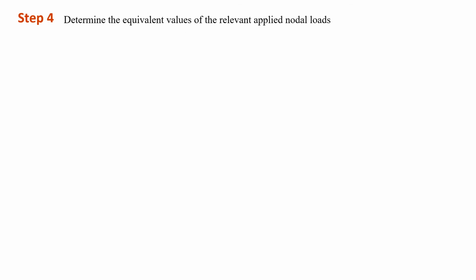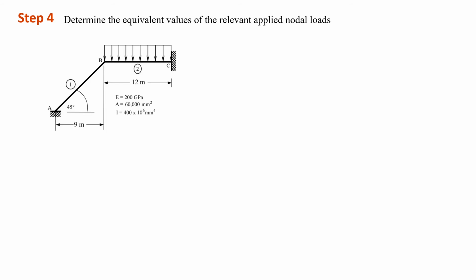Before we can set up our system of linear equations, we have to obtain the equivalent forces and moments at the relevant nodes. As in this example, the frame has been loaded with a distributed load of 100 kN per meter at members B and C. So by using the equation that had been discussed previously, the first term here is for the x direction, meaning the force in x direction.